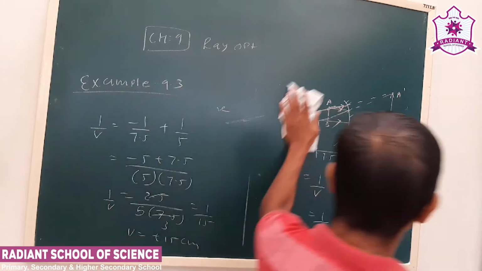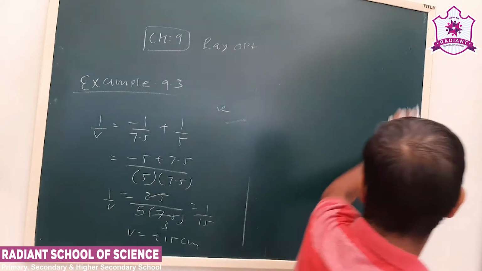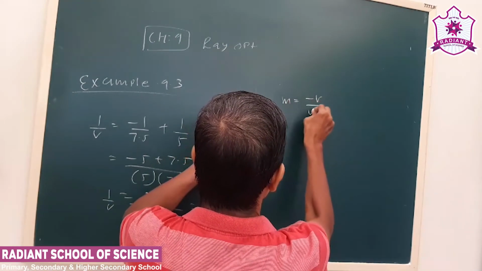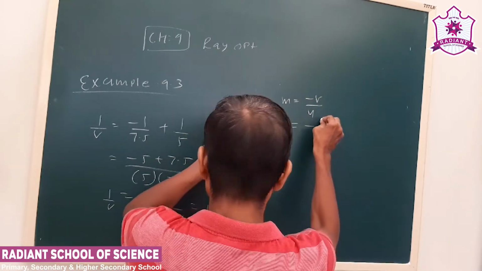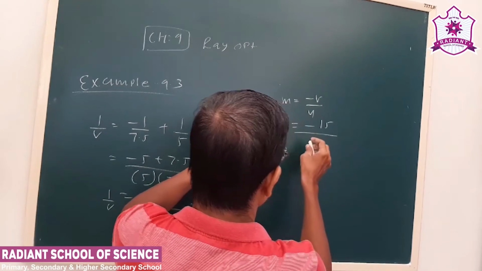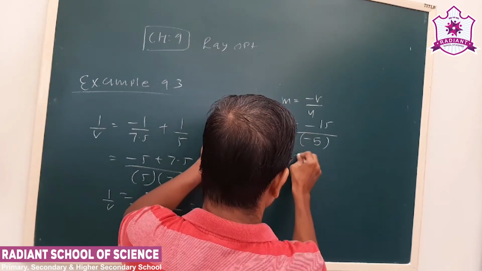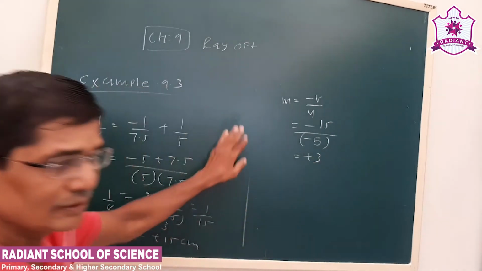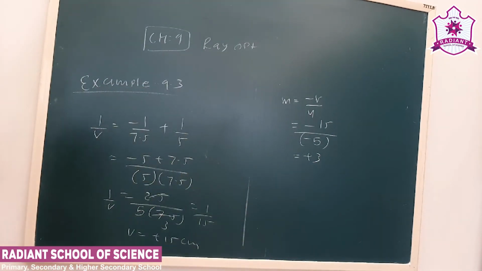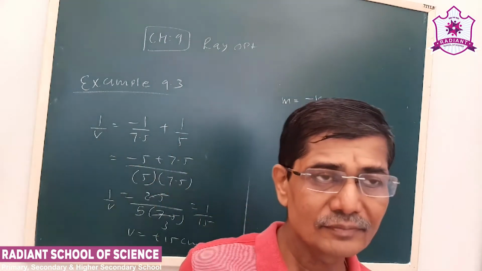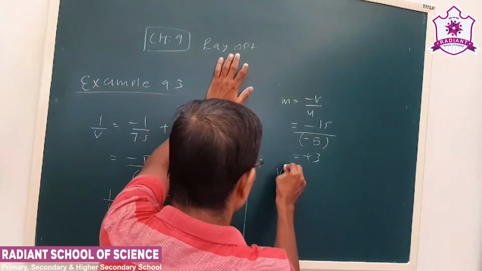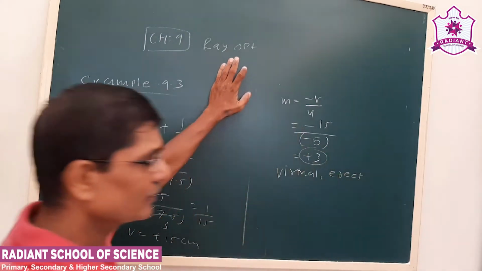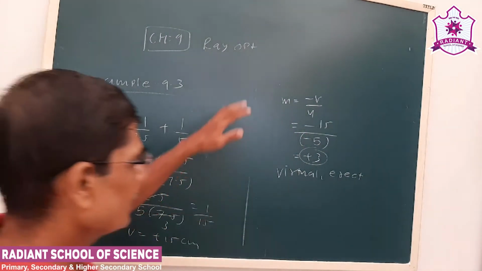So V value is plus 15. Now see the magnification. M is equal to minus V by U. Image distance V, we have got it plus 15, U is minus 5. See, total two negative signs, so that will make plus 3. See the concave mirror, when the magnification is positive, the image formed is virtual, erect, and the value is more than 1. So it is an enlarged image.